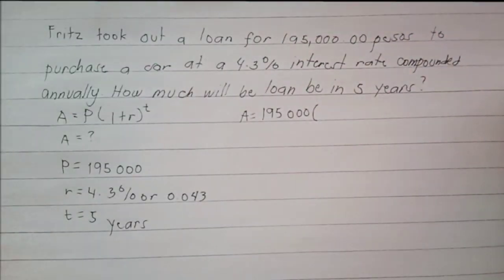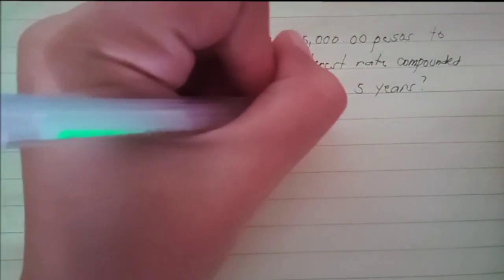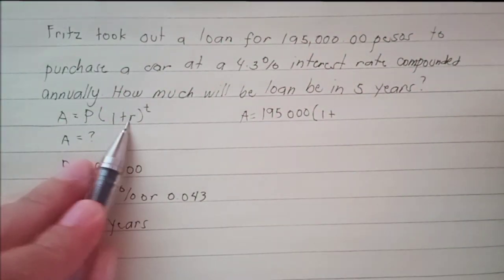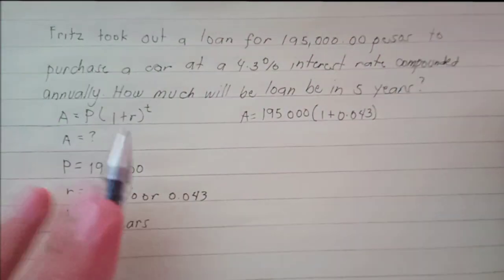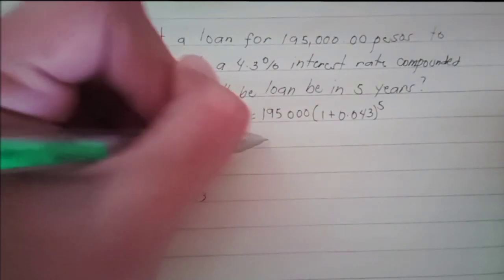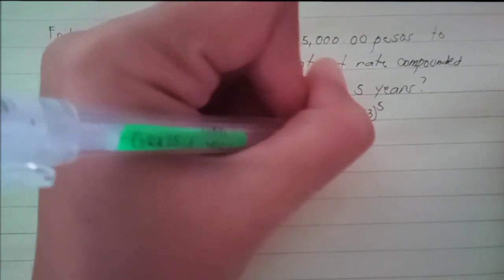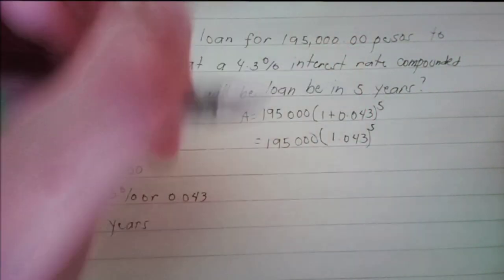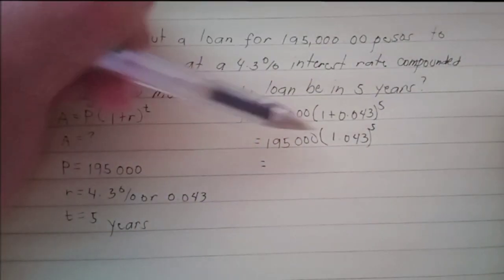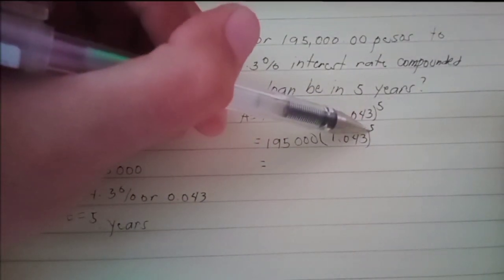195,000. Then copy the constant one, then add it to the rate. Then the value of rate is 0.043. Then the time takes is 5 years. After that, copy the value of principal, add the constant 1 to rate. Then we've got 1.043. Then exponent of 5.